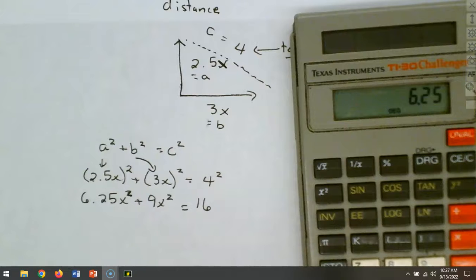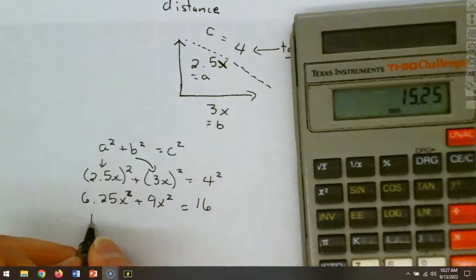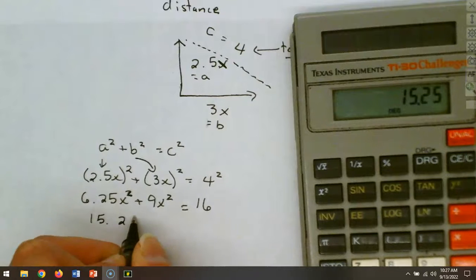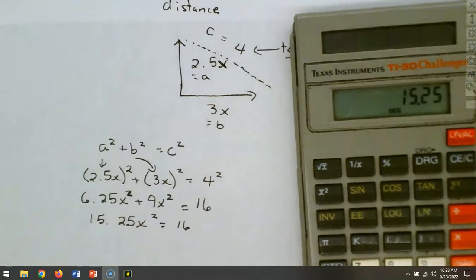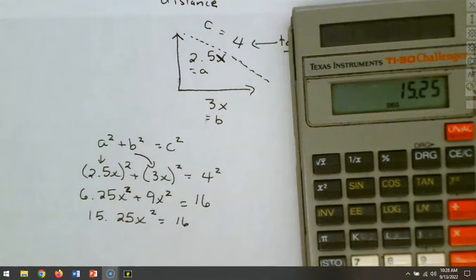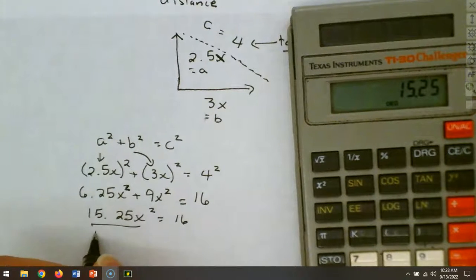Now we can finish it. We're going to solve it just like we did the last one with the square root property. So we're going to add them together, and then we're going to take our square root. So adding these together, that gives you 15.25x squared equals your 16. We're going to divide by your 15.25.